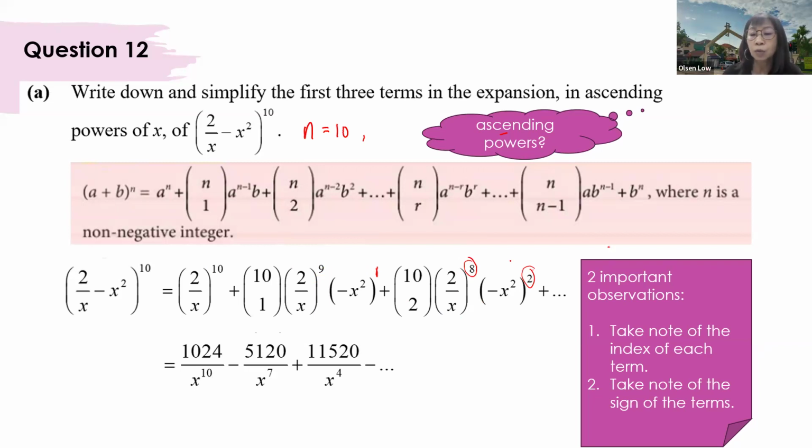The other thing that will be helpful to you is to take note of the sign of the term. Each time the sign here is minus, you will also notice that the sign of the expansion will alternate. So we start off with a plus, then minus, plus, minus, plus, minus. These are some of the useful things that you can make use of to help you check the answer. So this covers the basics of how to do expansion.